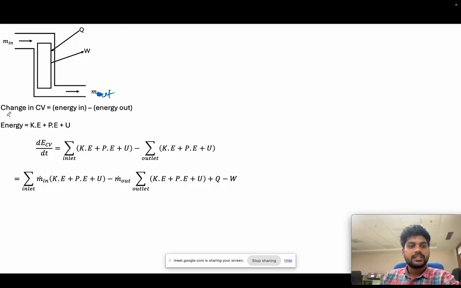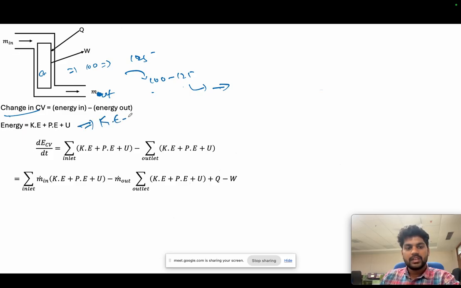Now you can see the change in CV. Initially it will be, say, 100. Now if it is 125, something came in, we changed the value of 100 to 125, and something goes out. So that's why we are saying the change in CV is equal to energy in minus energy out. Basically we know that energy equals kinetic energy plus potential energy plus U. U consists of internal energy. In the first class itself we discussed what internal energy is. It has the rotation and translation of the molecules and all these things.